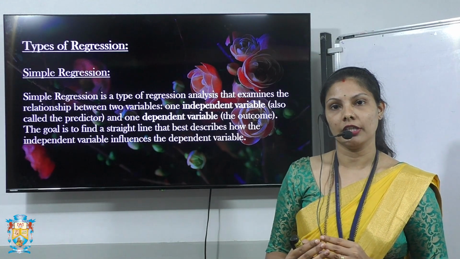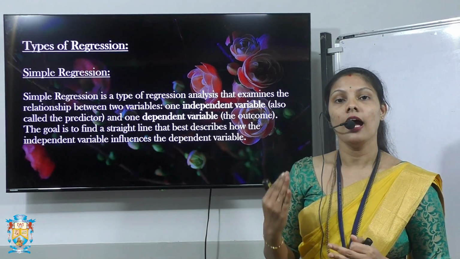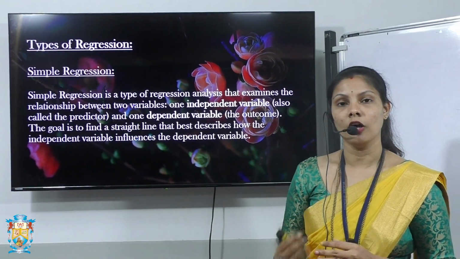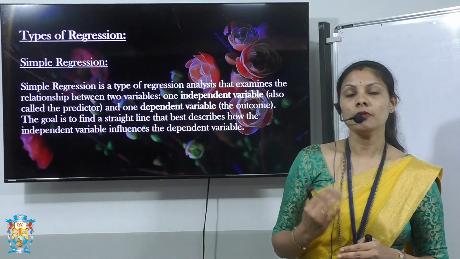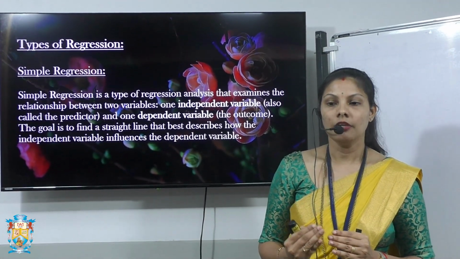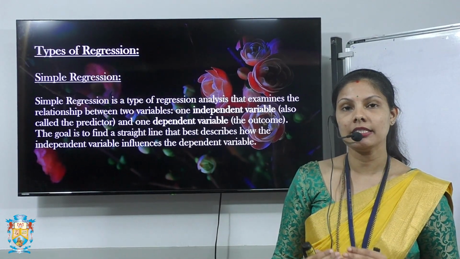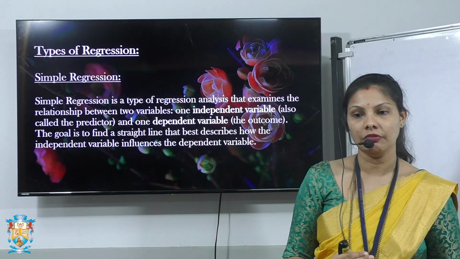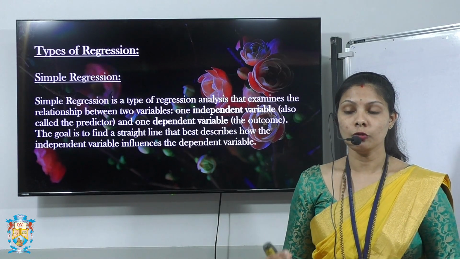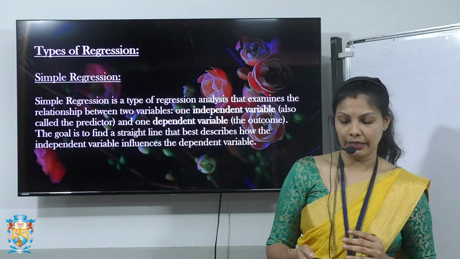In types of regression, there are four types: simple regression, multiple regression, linear regression and non-linear regression. Simple regression is a type of regression that examines the relationship between two variables. One is dependent and the other one is independent.